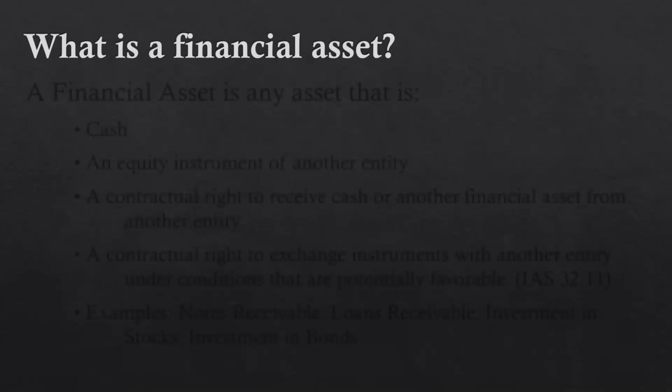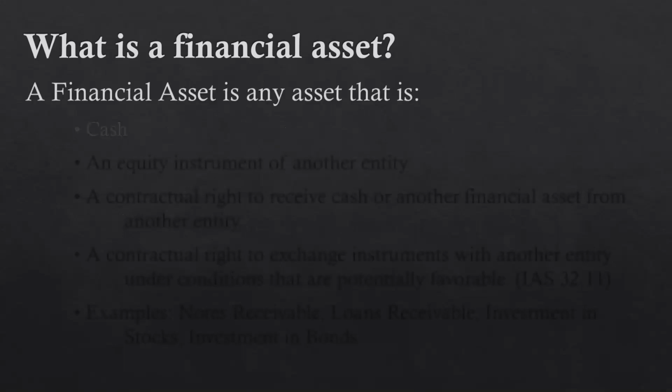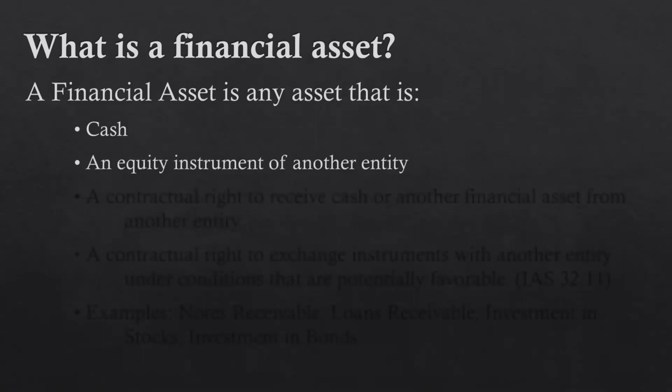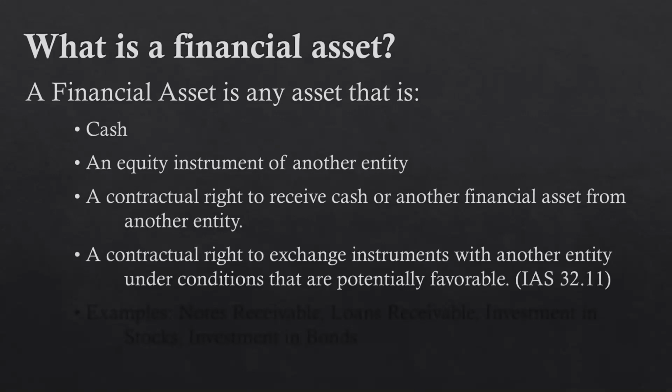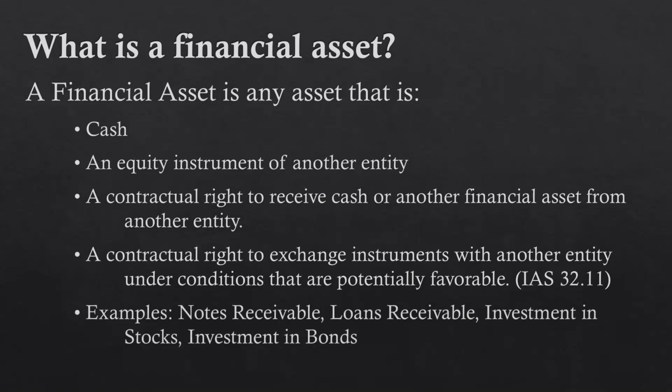We begin with a financial asset. A financial asset is any asset that is, per definition, possibly cash. A financial asset is an equity instrument of another entity. It could also be a contractual right to receive cash or another financial asset from another entity. It could also be a contractual right to exchange instruments with another entity under conditions that are potentially favorable, as set by the International Accounting Standards 32, subsection 11. Examples of these financial assets are notes receivable, loans receivable, investment in stock, or investment in bonds.